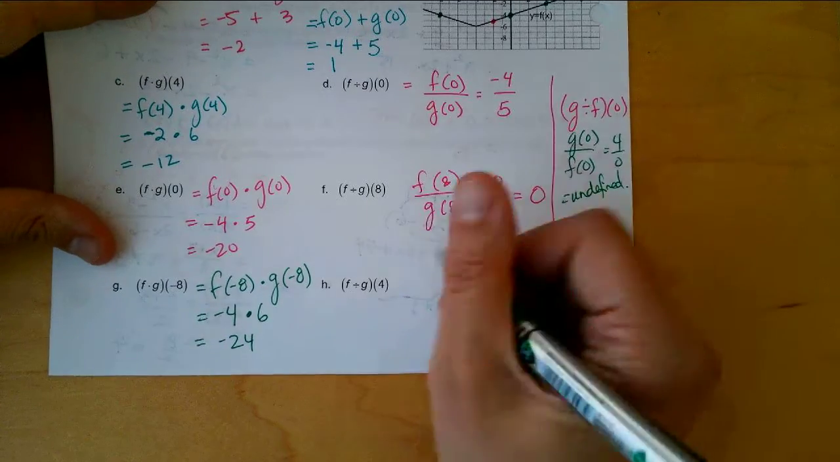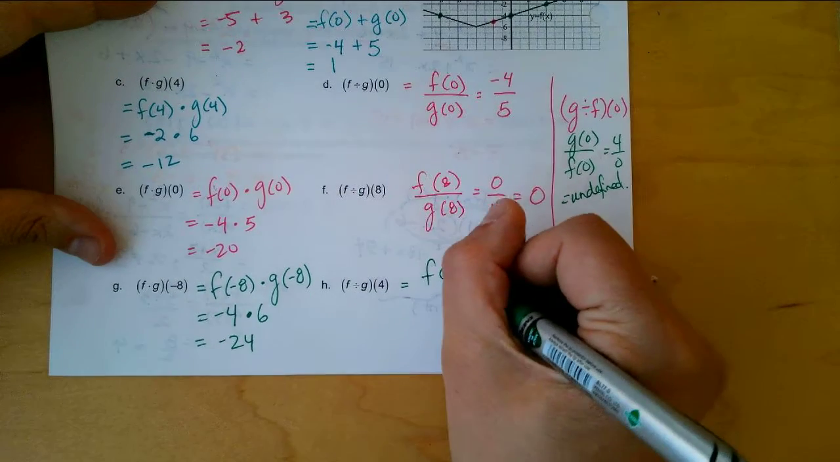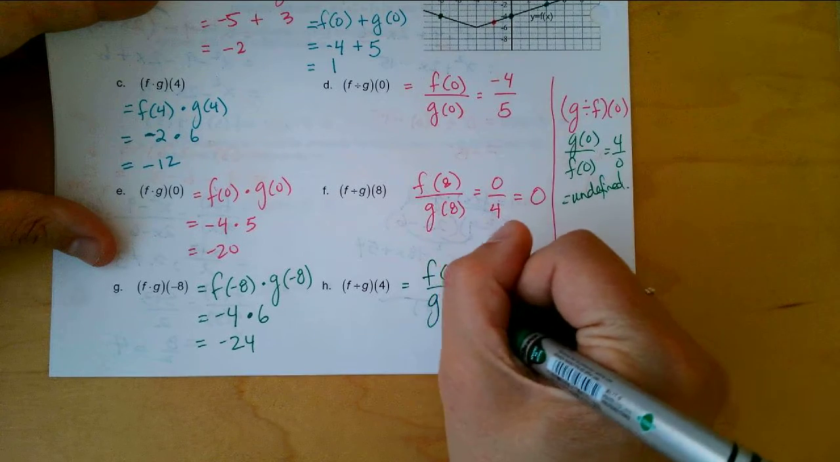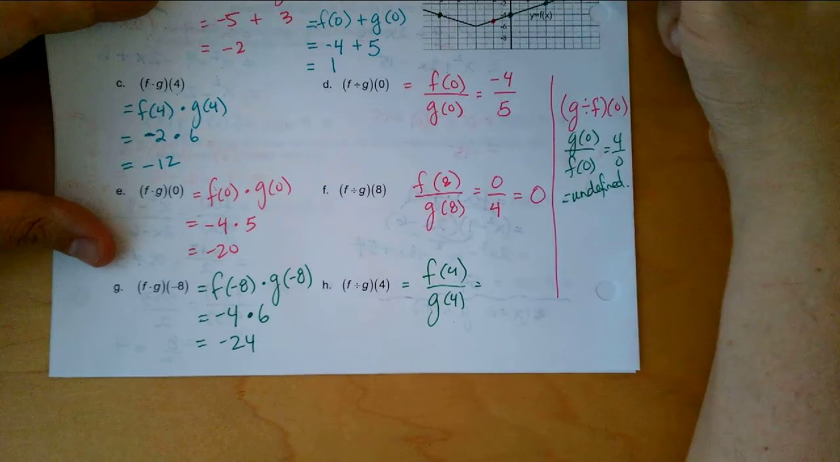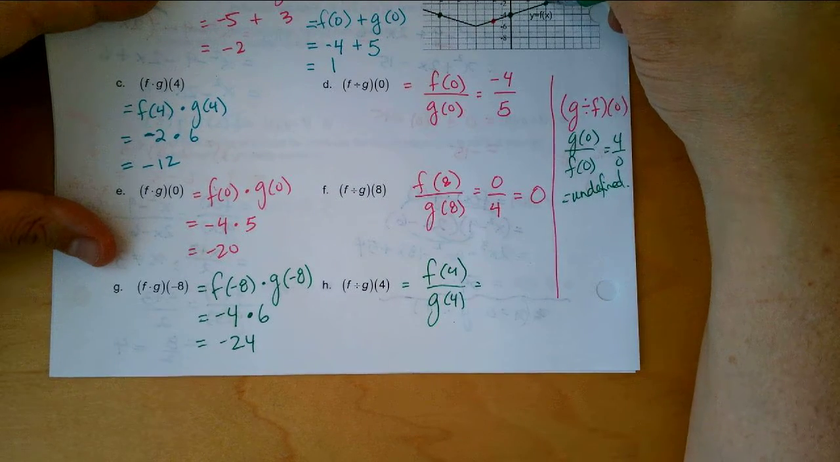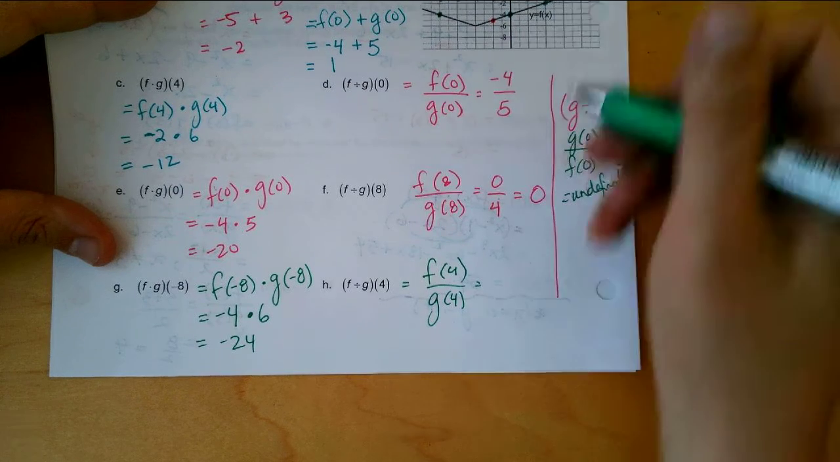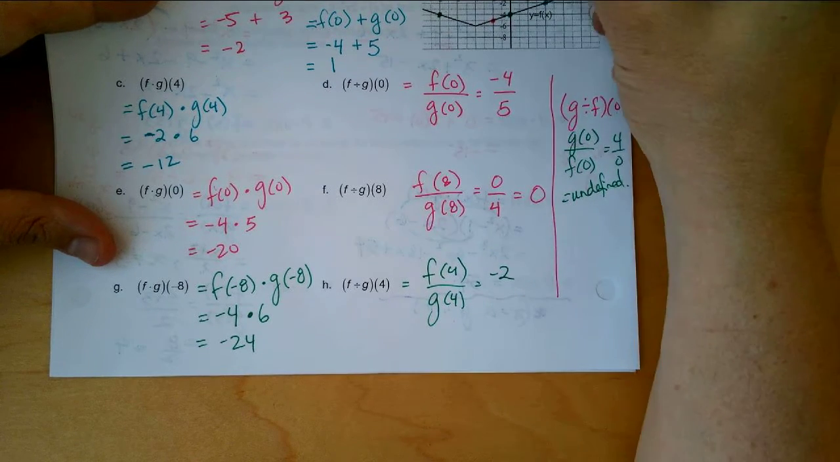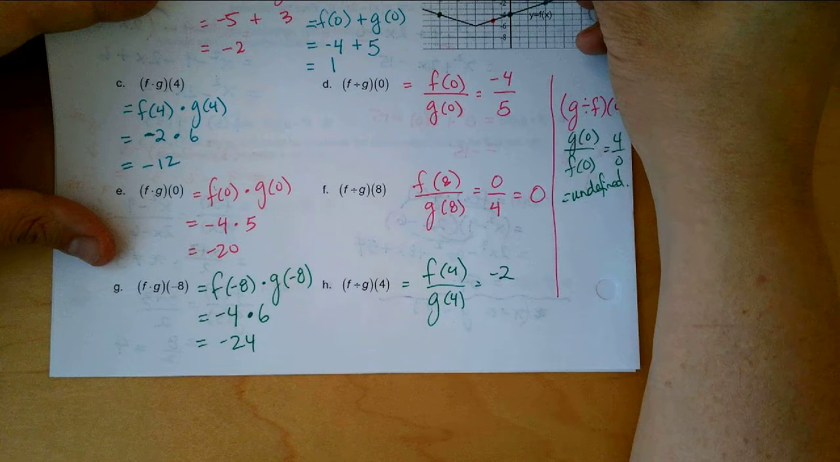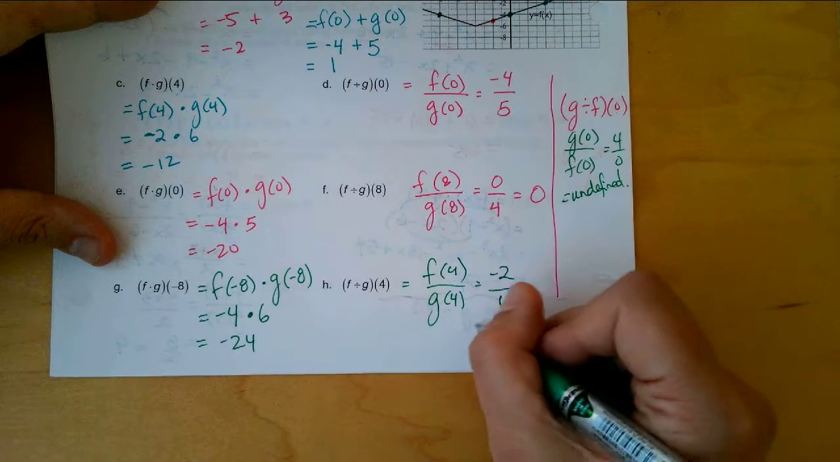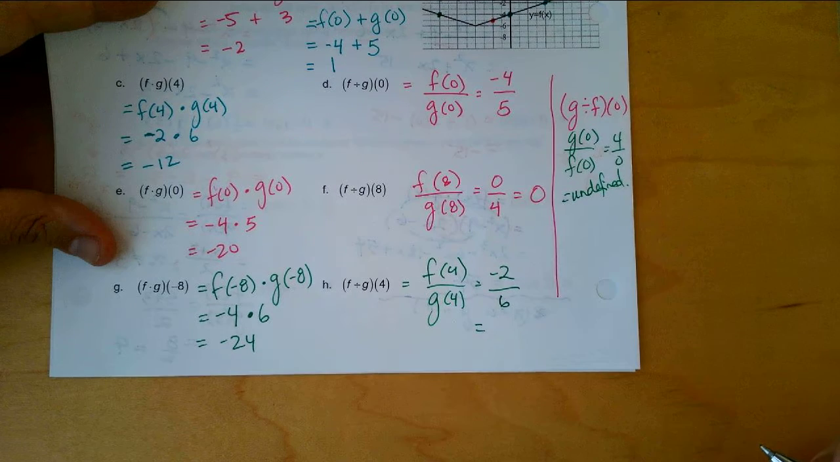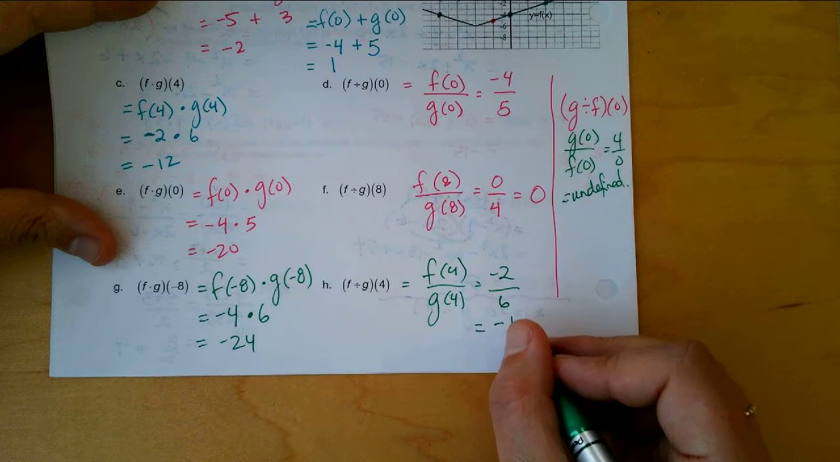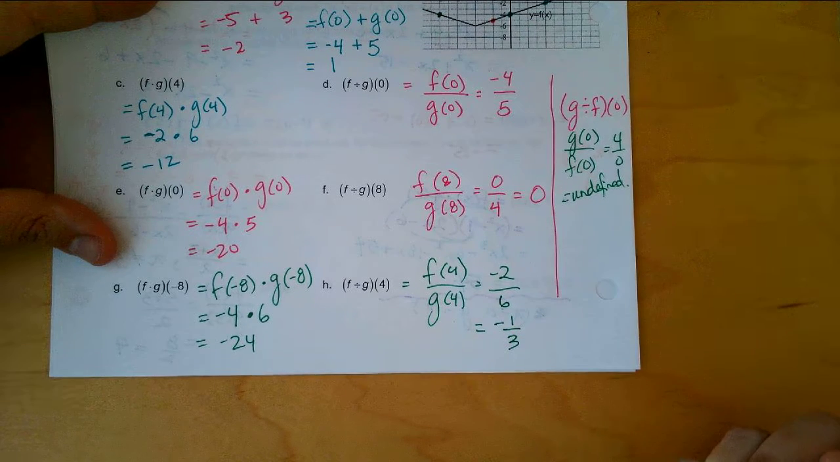And then last but not least, we have f of 4 divided by g of 4. F of 4 is -2. And g of 4 was, I probably have that on the paper someplace, don't I? 6. And what could you do with that fraction? Did you simplify it to -1/3? Is that right?